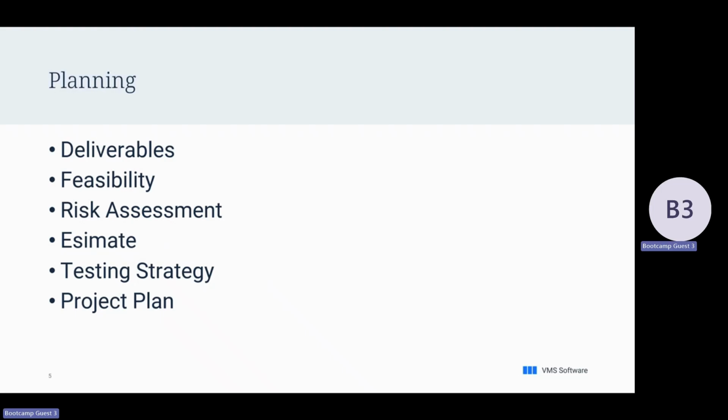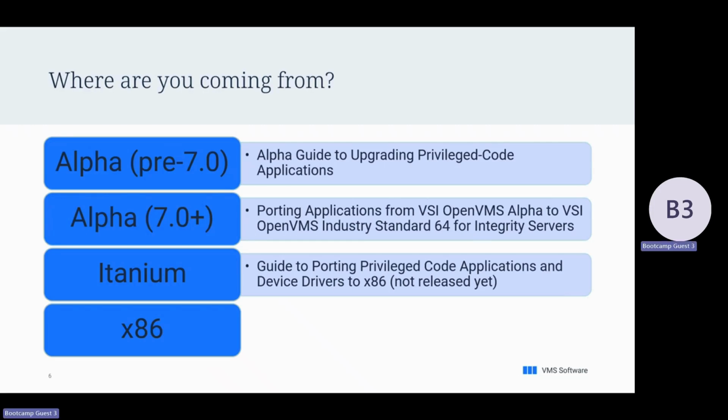I think this goes for pretty much any software project, and Brett wrote an article about porting software where he goes into some of these things in a little more detail. One of the things to consider if you're porting is where are you coming from? Are you coming from Alpha or are you coming from Integrity? If you're coming from Alpha, are you coming from Alpha prior to Alpha being 64-bit, or are you coming from Alpha version 7 or newer? Maybe you're coming from the VAX. Could be. And there are some resources.